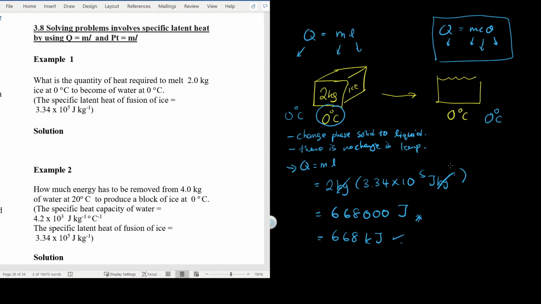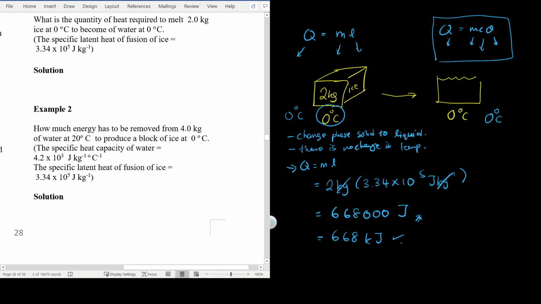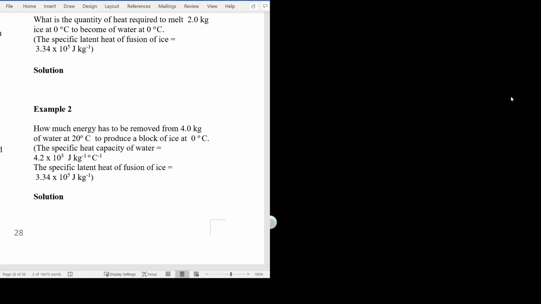Okay, let's look into the next question. How much energy has to be removed from 4 kilograms of water at 20 degrees Celsius to produce a block of ice? Let's sketch a simple diagram here. So we have 4 kilograms of water, and the initial temperature is 20 degrees Celsius. To produce a block of ice, we want to change the water into ice.